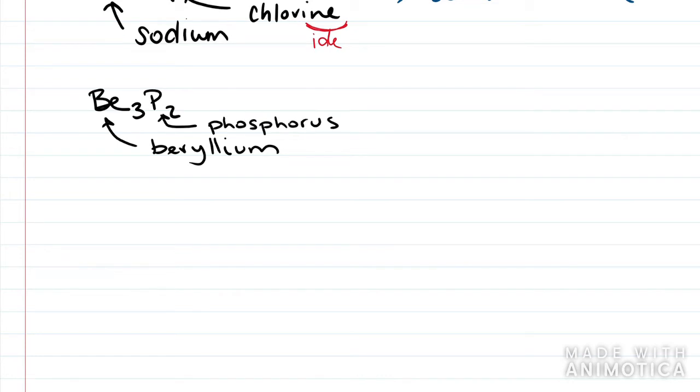But again, we don't call it phosphorus. When it's in a compound like this, we call it phosphide. So this becomes beryllium phosphide. And please note, I'm not using any capitals. I only use capitals when I'm writing the actual formulas down. I don't use them in the names. So beryllium phosphide.